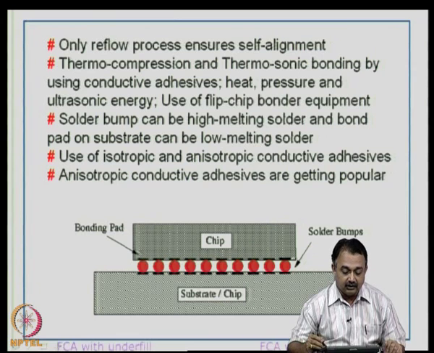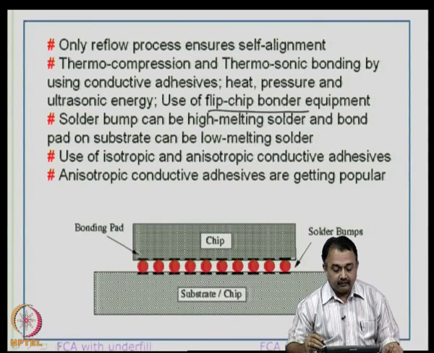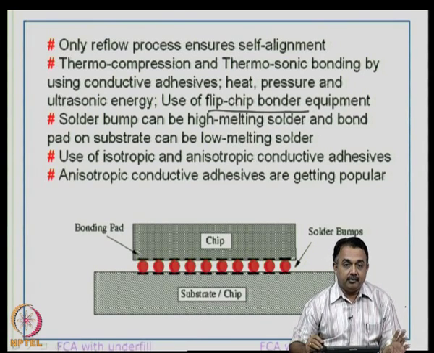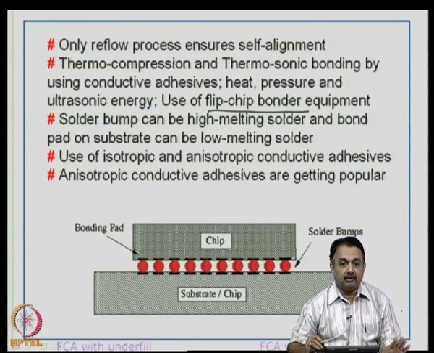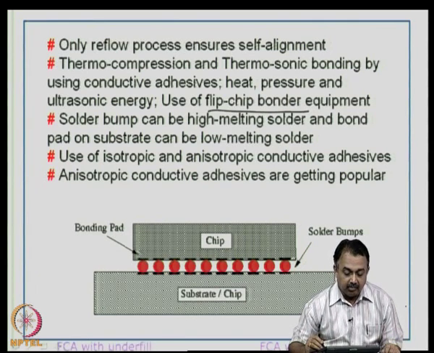pressure and ultrasonic energy. So, in that case you have to use a flip chip bonder equipment. So, flip chip can be attached by reflow or thermocompression bonding, thermosonic bonding, in which case you have to use a conductive adhesive. Solder bump can be high melting or low melting depending on the application, and the bond pad on the substrate can be low melting. So, in which case you can operate at low melting solder temperatures and establish a coating of the low melting flow to the high melting solder in the case of a reflow.